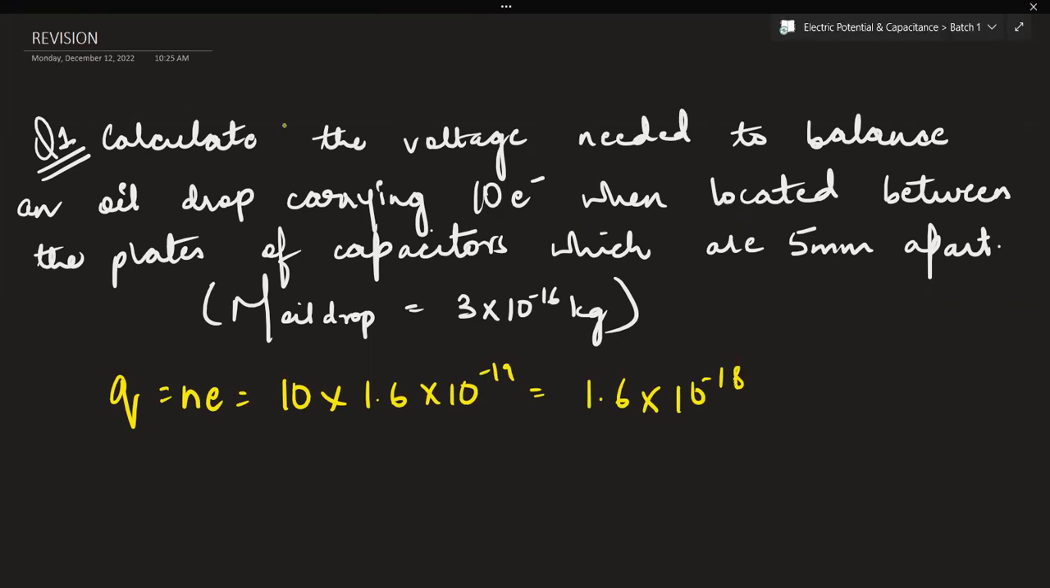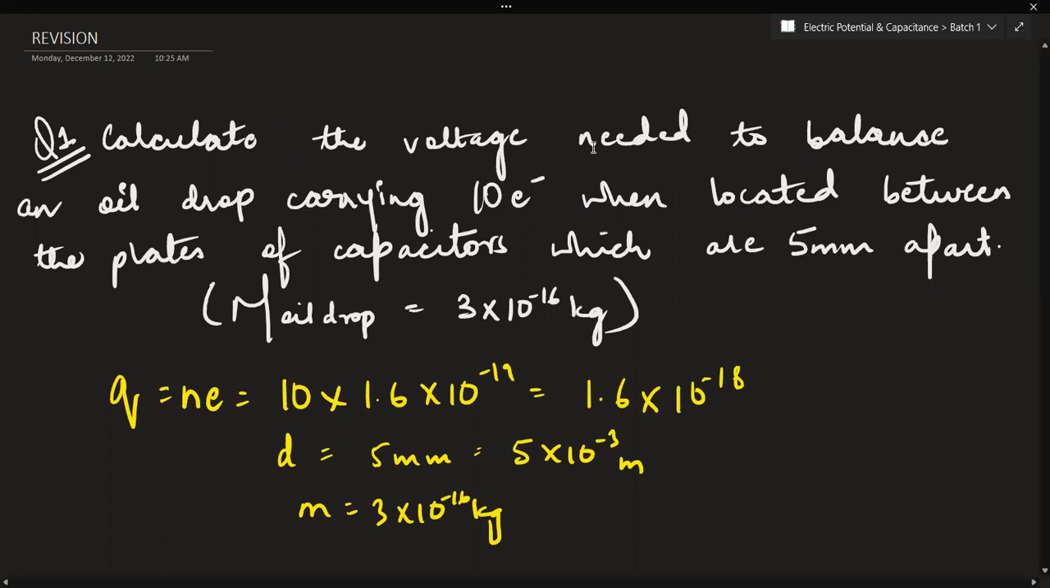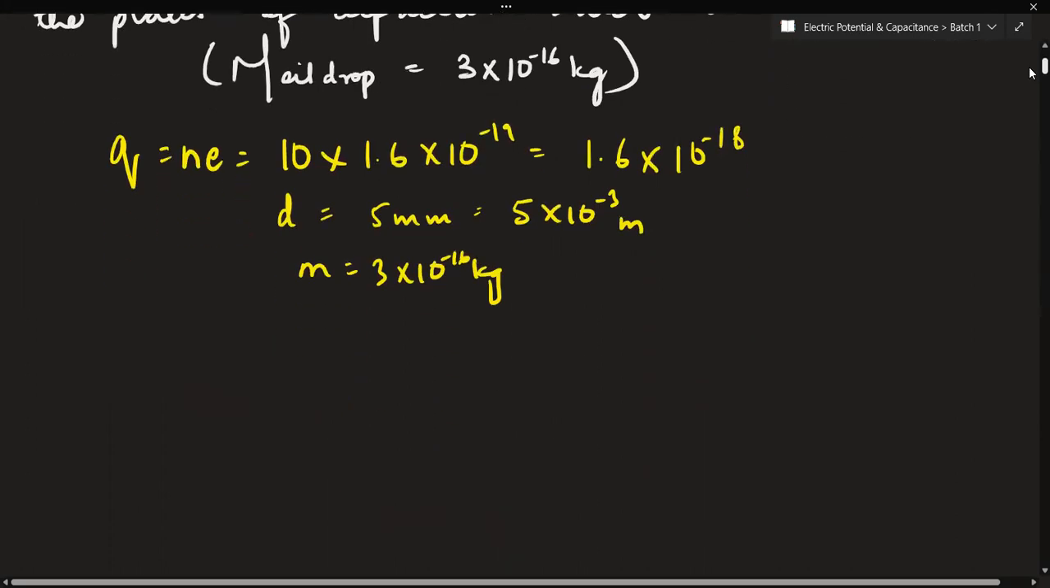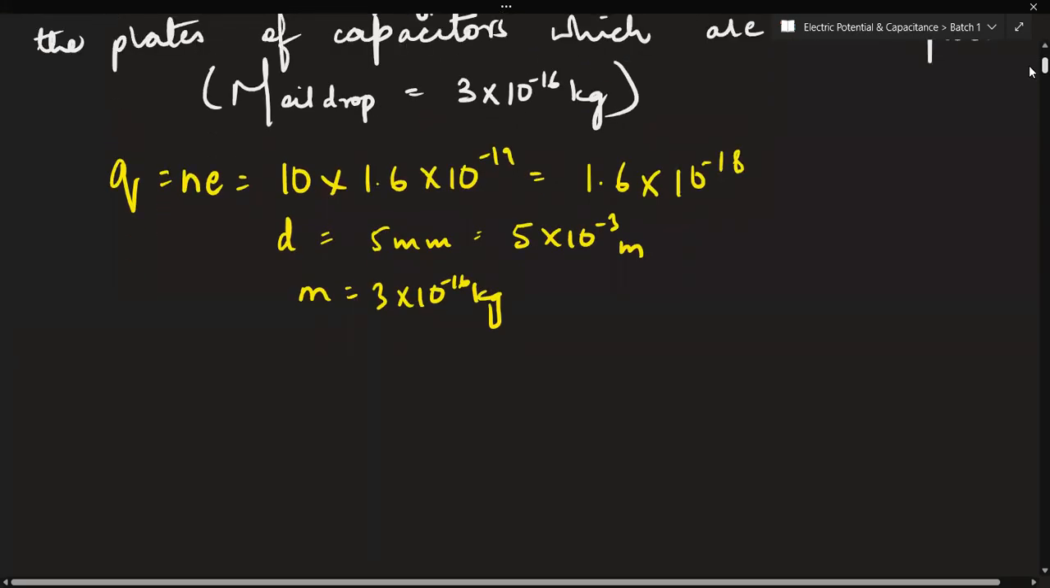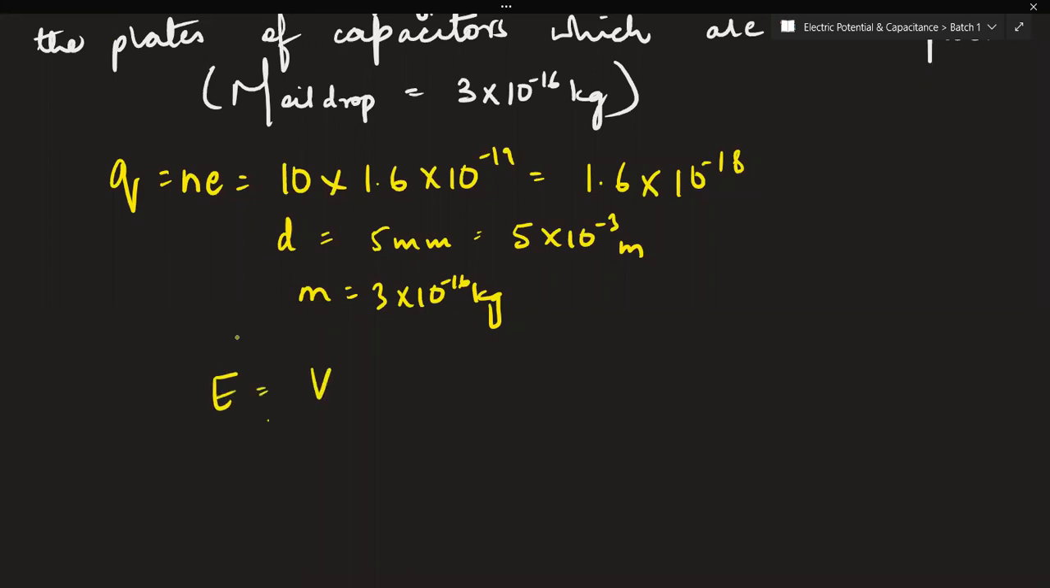Then it says the separation distance between the plates is 5 millimeters. That is 5 into 10 to the power minus 3 meters. And mass is 3 into 10 to the power minus 16 kgs. Now, class, we have to find out voltage. Potential is missing now. So see, electric field will be potential divided by distance. So E will be V by D. That is V by 5 into 10 to the power minus 3.